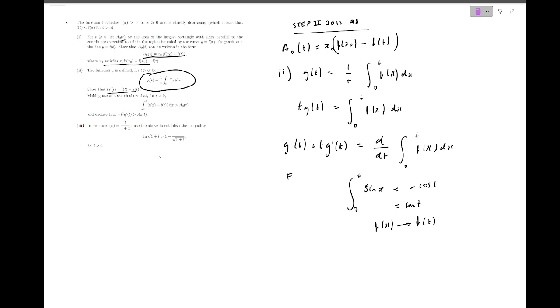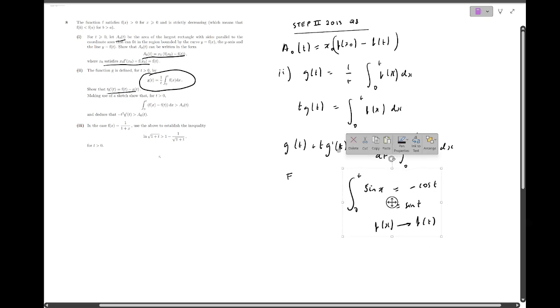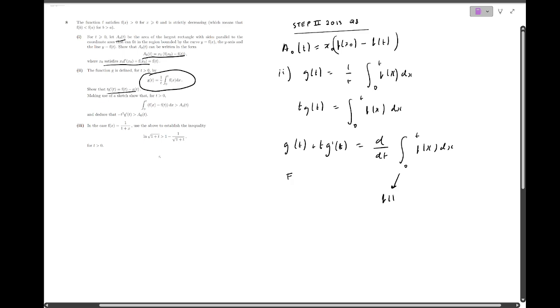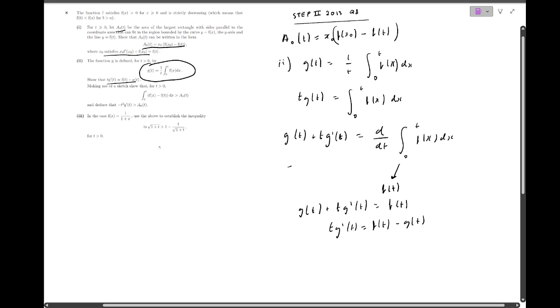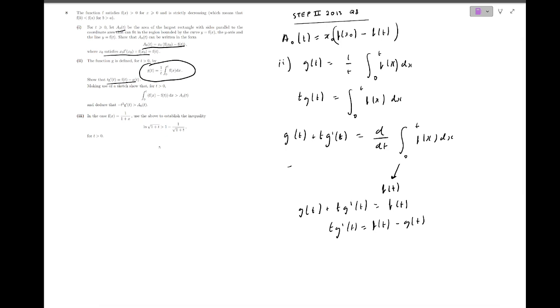Essentially t and x are just dummy variables. You're just swapping the variable. So this goes to f of t. Then we have g of t plus t g dash of t is equal to f of t, and we bring that to the other side and get t g dash of t is equal to f of t minus g of t, which is what we need to show. Again, not too hard. Genuinely, the difficulty of this question is just rearranging and trying to understand what's happening. Now let's see the second part.